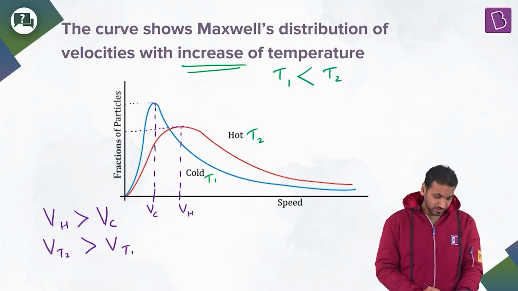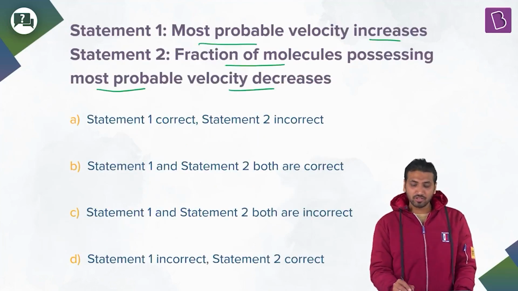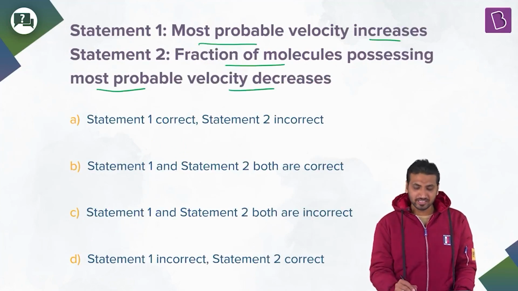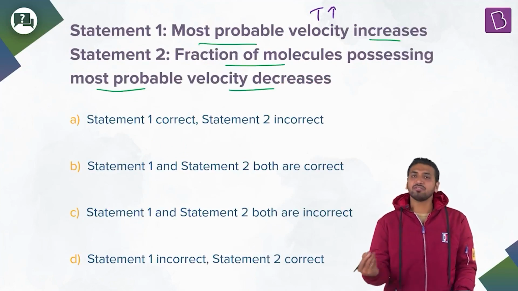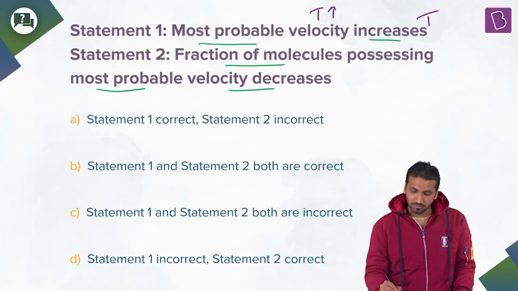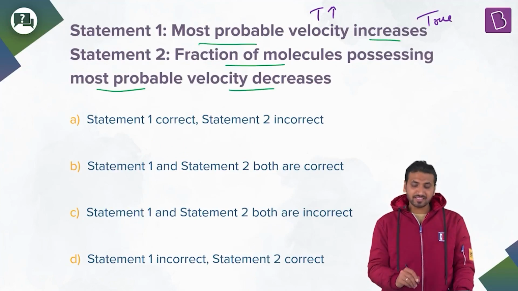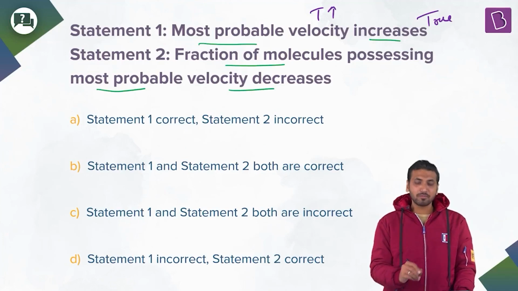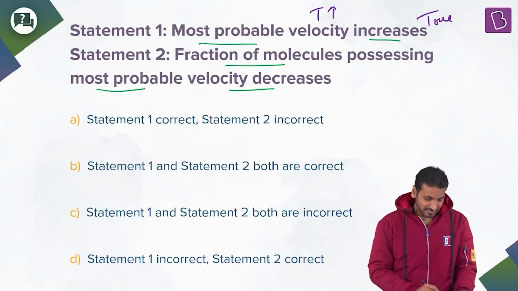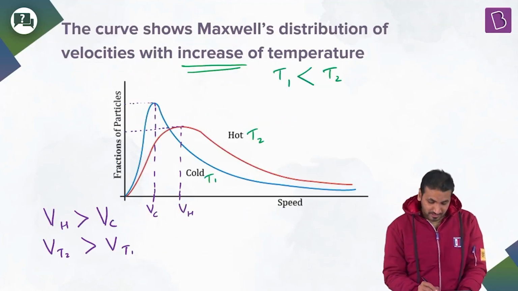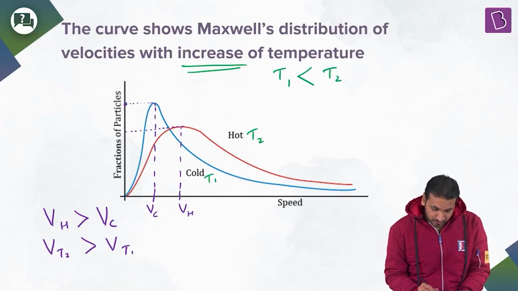Let's get back to the statements again. The most probable velocity increases, yes, on increasing temperature. This is perfectly true. Fraction of molecules possessing most probable velocity decreases. Now if you observe, this is the fraction of molecules, right?